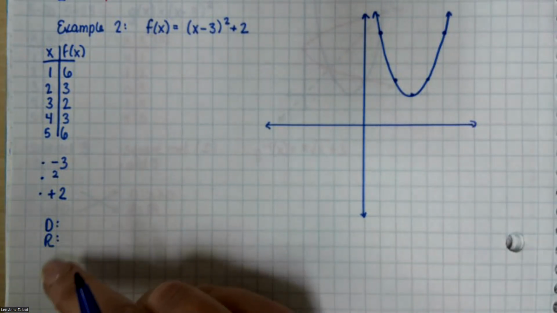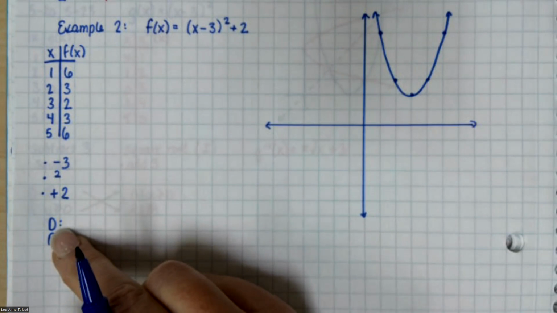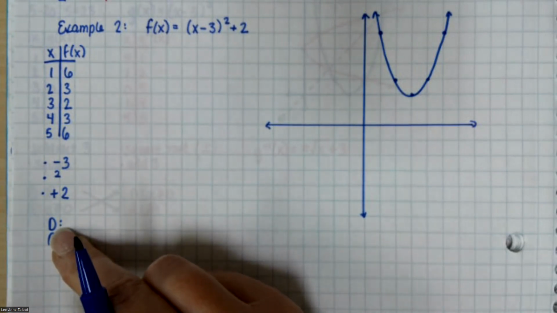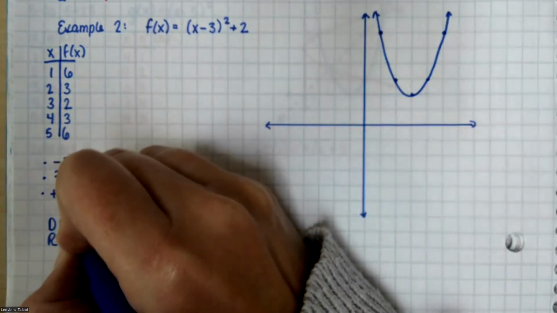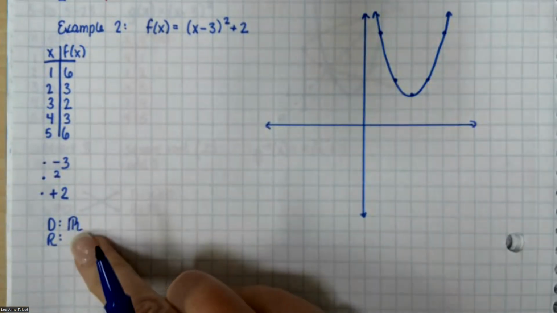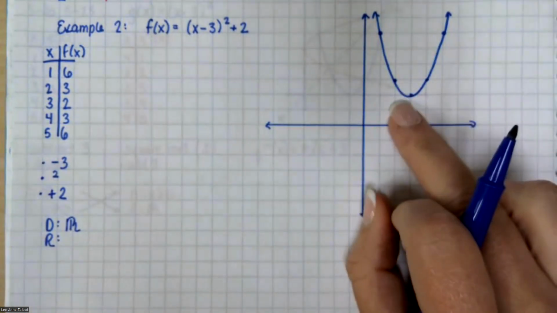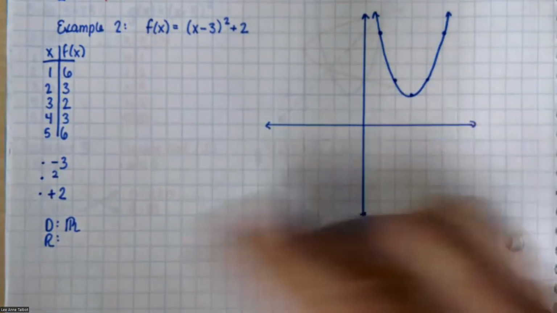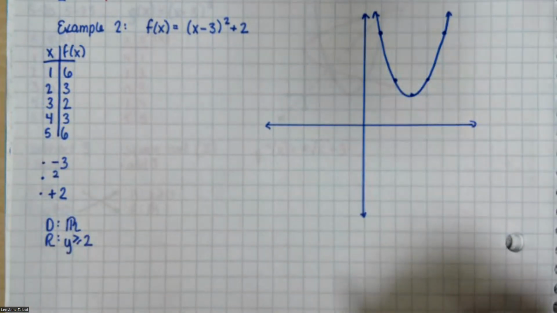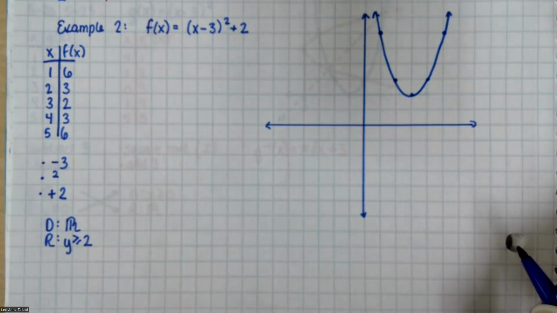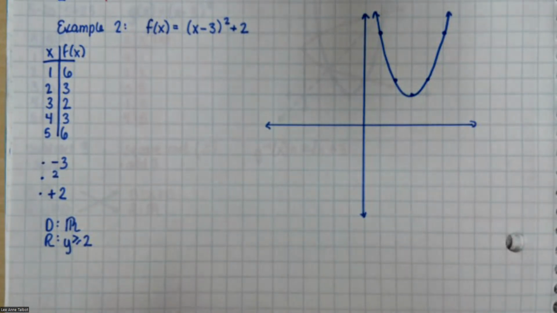Okay, last bit. What's the domain of this parabola? Does it go forever to the left and right? Yes, all real numbers. Does it go forever down? No. What's the lowest point? 2. Y is greater than or equal to 2. All right, that's it for blue pen.